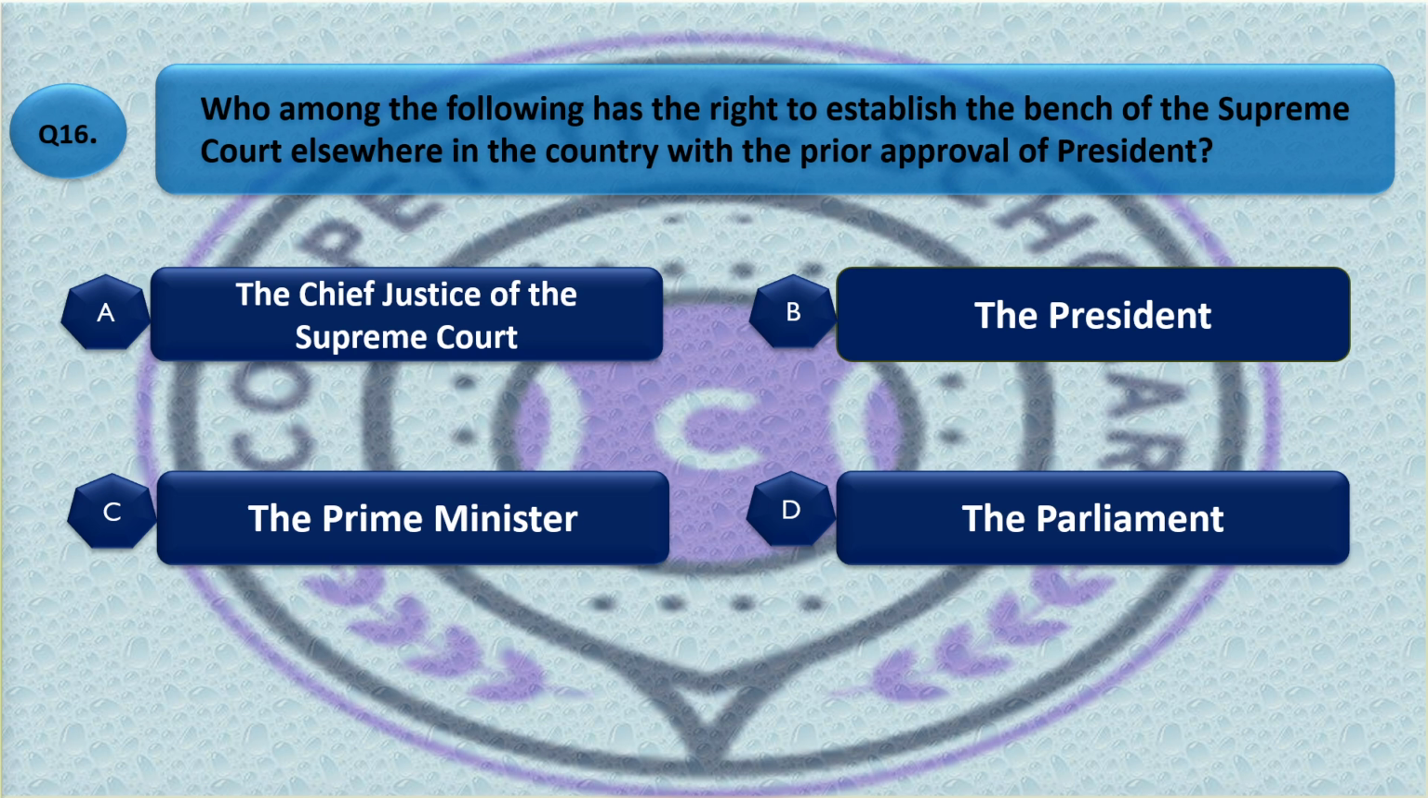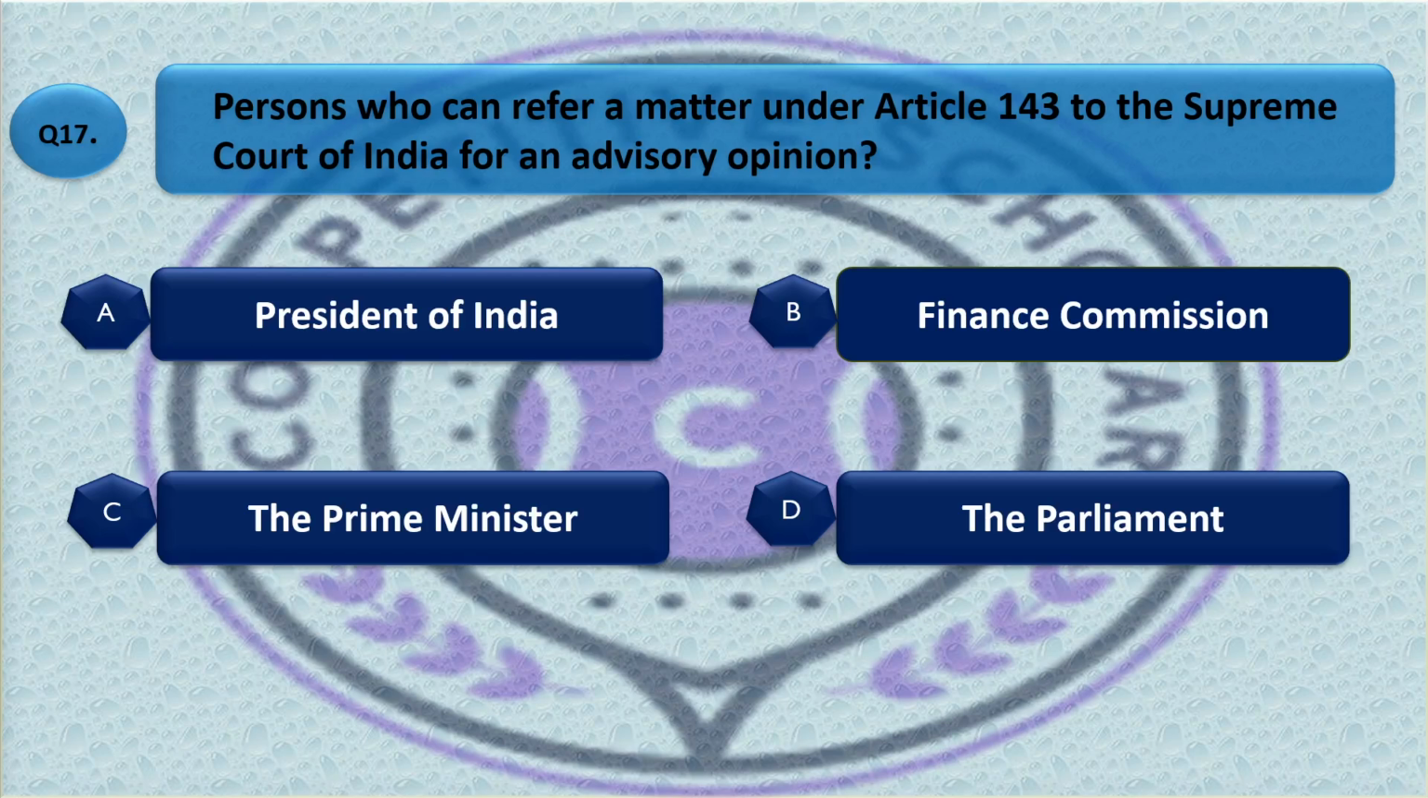Question number 16. Who among the following has the right to establish the bench of the Supreme Court elsewhere in the country with the prior approval of the President? Option A, Chief Justice of the Supreme Court. Option B, the President. C, the Prime Minister. D, the Parliament. Answer is option A, the Chief Justice of the Supreme Court.